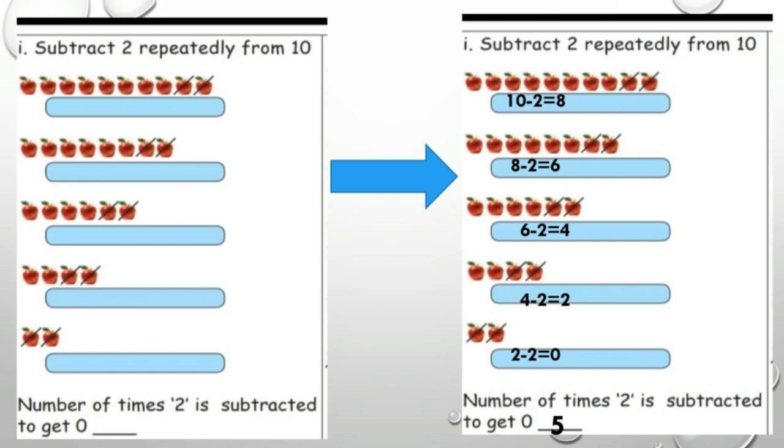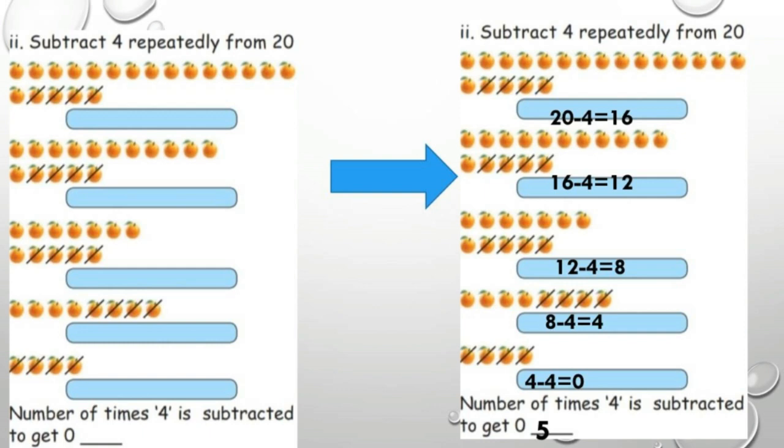Number of times 2 is subtracted to get 0 is 5 times. How many times we have minused? We have minused 5 times. Subtract 4 repeatedly from 20. Here they have given 20 oranges. From that you have to subtract 4.